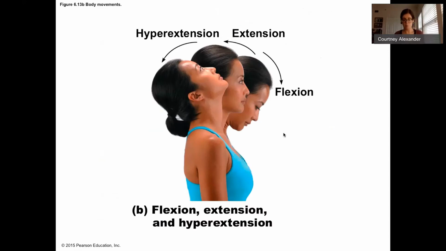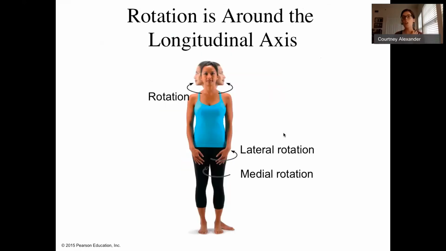We can do that with our head. You flex, extend, you bring it back, hyperextend, you go all the way back. You can also rotate when you have a longitudinal axis, side to side. If you're moving away from your body, that's lateral. If you bring it back towards in, that's a medial rotation.